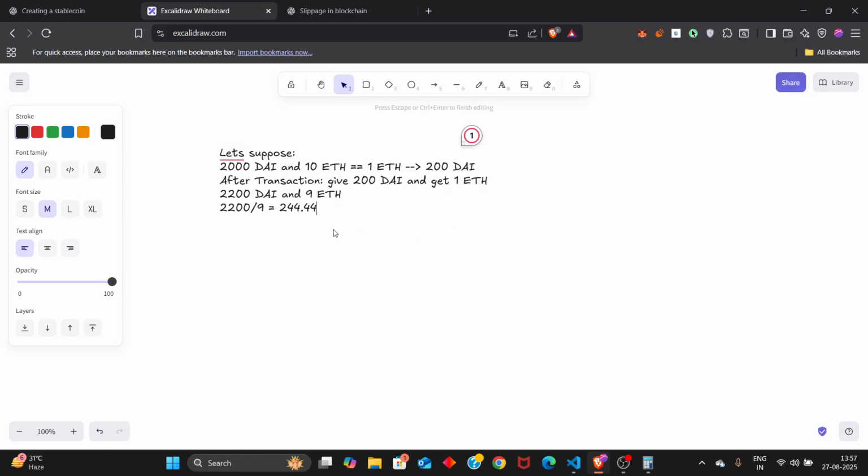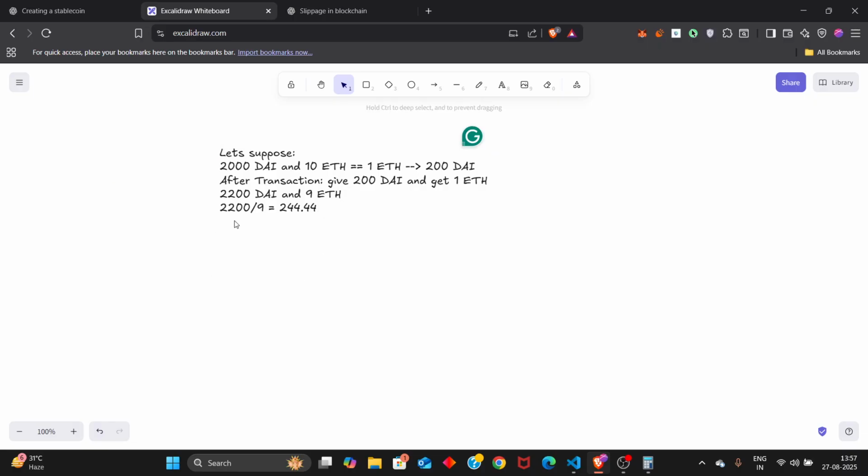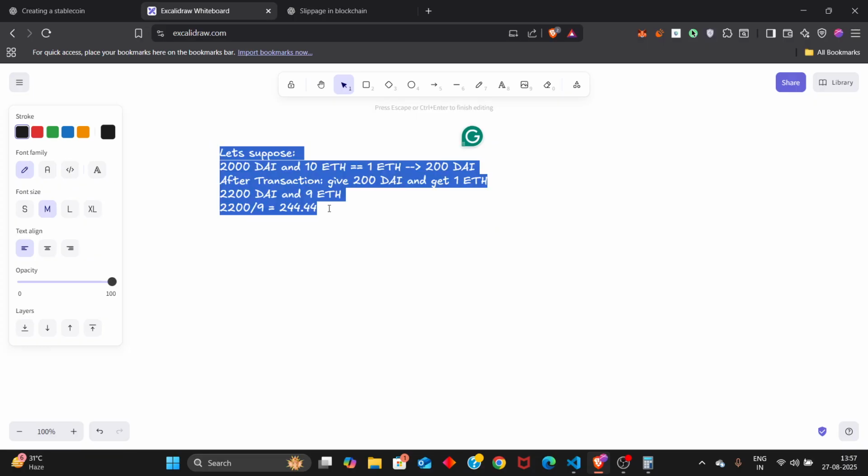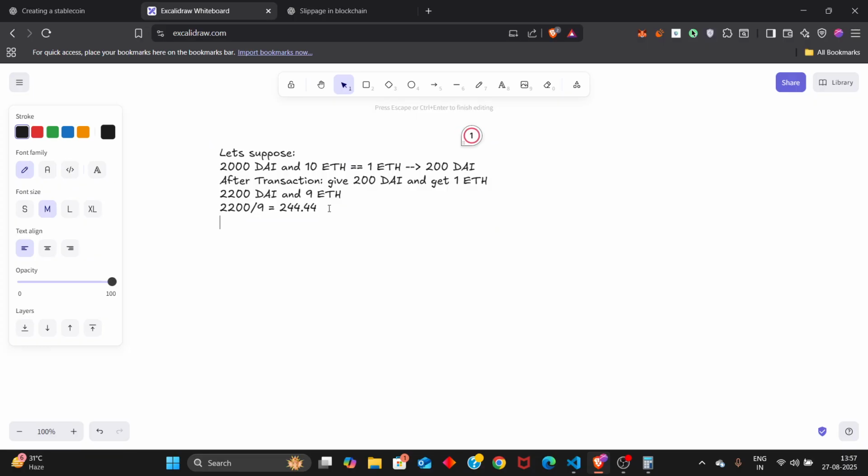How much difference is created? Previously it was 200. Now it is 244. So the difference is 244 minus 200, roughly 44 DAI. So this is what happens. This is the mechanism behind the slippage.